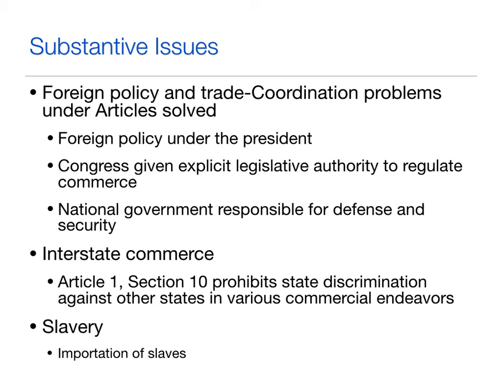Congress is given explicit legislative authority to regulate commerce, so that reduces the transaction costs of conducting business across state lines. The national government will be responsible for the national defense and security. Interstate commerce, the ability to regulate commerce across state lines, is given to Congress. It prohibits state discrimination against other states in various commercial endeavors.